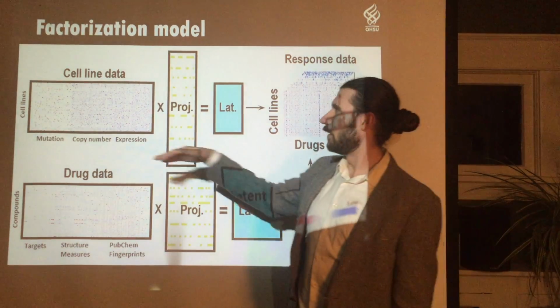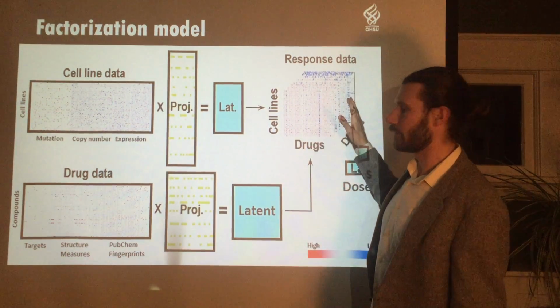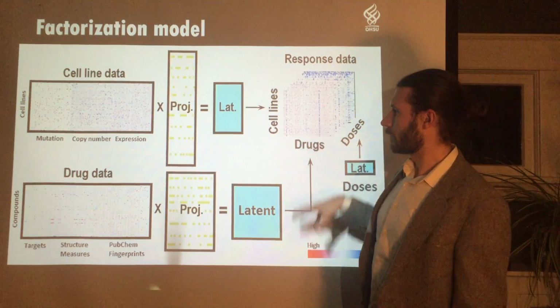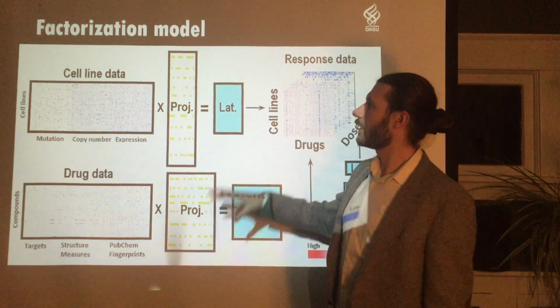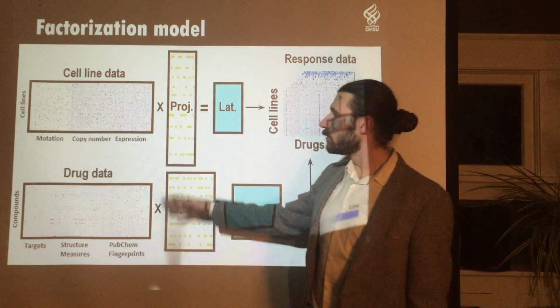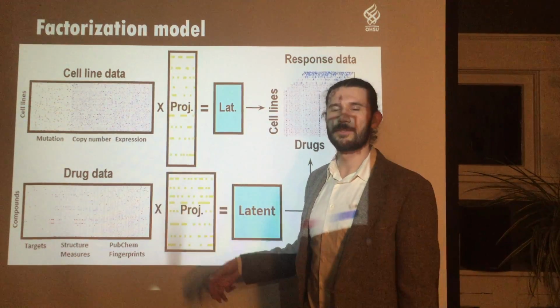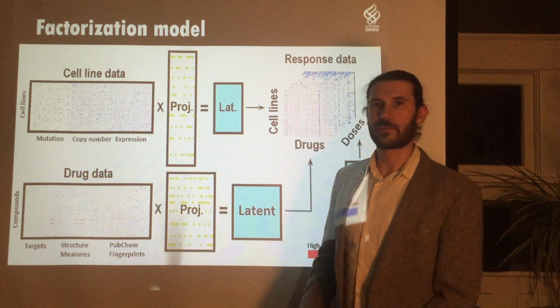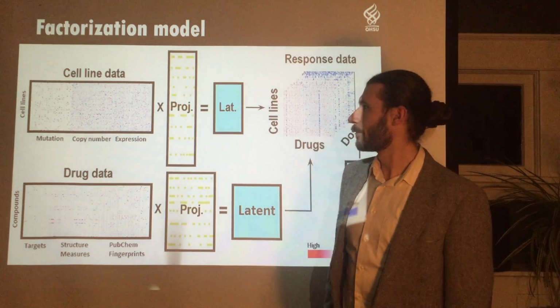So for a new cell line, for instance, I can get drug response curves for my whole suite of drugs. For a new drug, I can get curves for all the cell lines that I've measured, or I could even do both at the same time, have a new cell line, a new drug, and get some dose-response curve prediction from the algorithm.